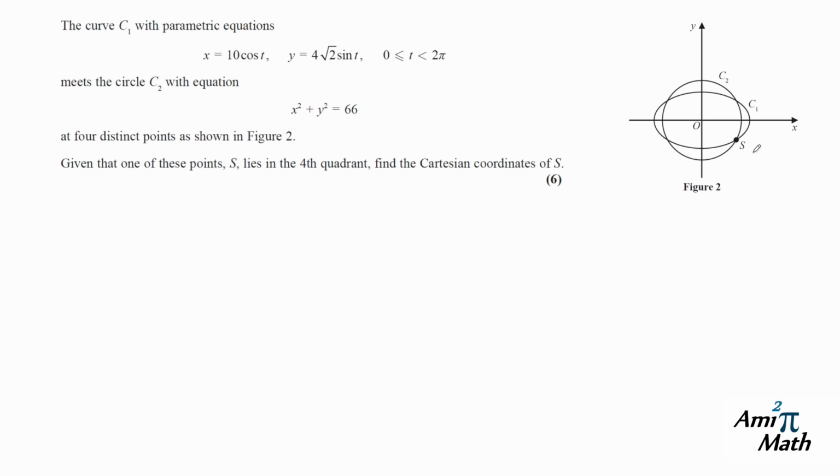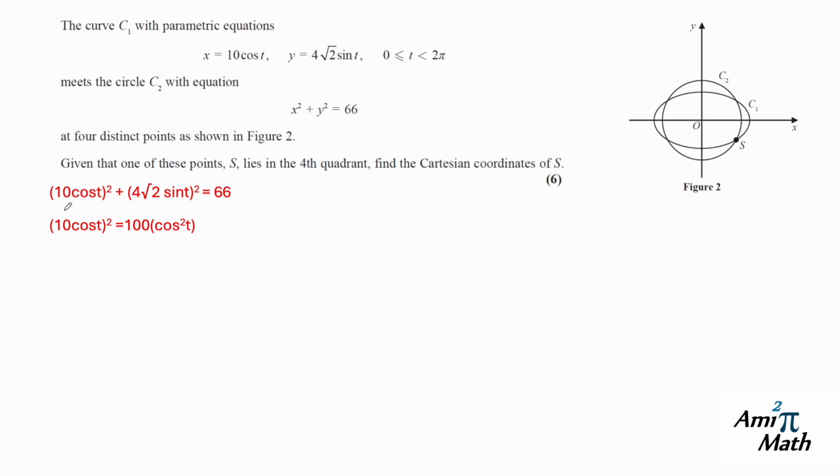So this is the 4th quadrant here, 1, 2, 3, 4, and it's asking us to find out where the points meet. So all we need to do is take our values for x and y and plug these into this equation, as done here. This is (10 cos t) squared plus (4 root 2 sin t) squared equals 66, and as you can see, the centre is just 0, 0, so it's just x squared plus y squared.